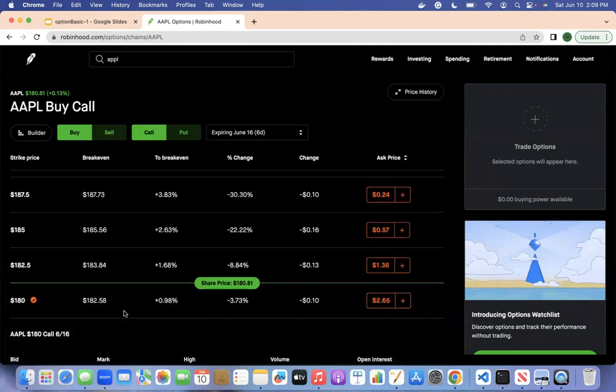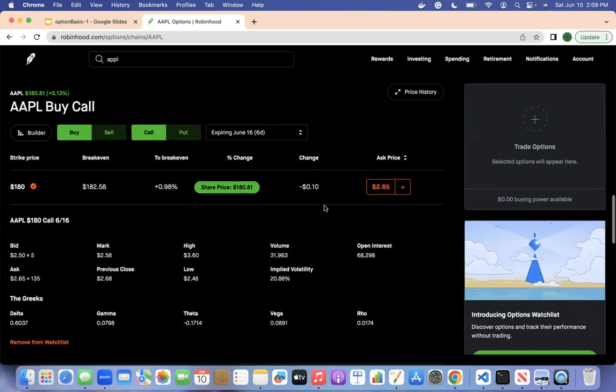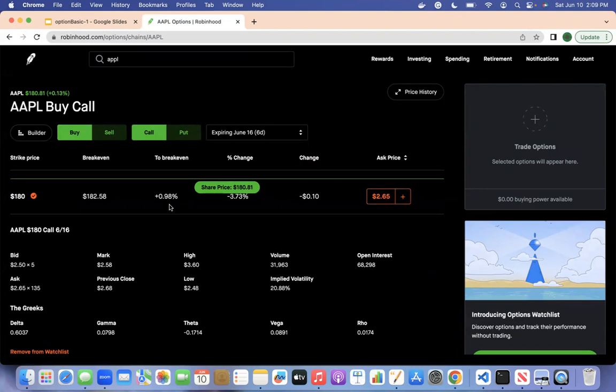So at 180, you'll see that this has a premium of 2.65. So basically I have to pay $2.65 per stock, so immediately I have to pay $265 from my account. But I'll have a right to buy Apple stock at $180, which is already in the money because the stock price is already up. So if I execute that, I immediately make $81 profit, but at the same time I'm paying $265, which will be a losing trade.